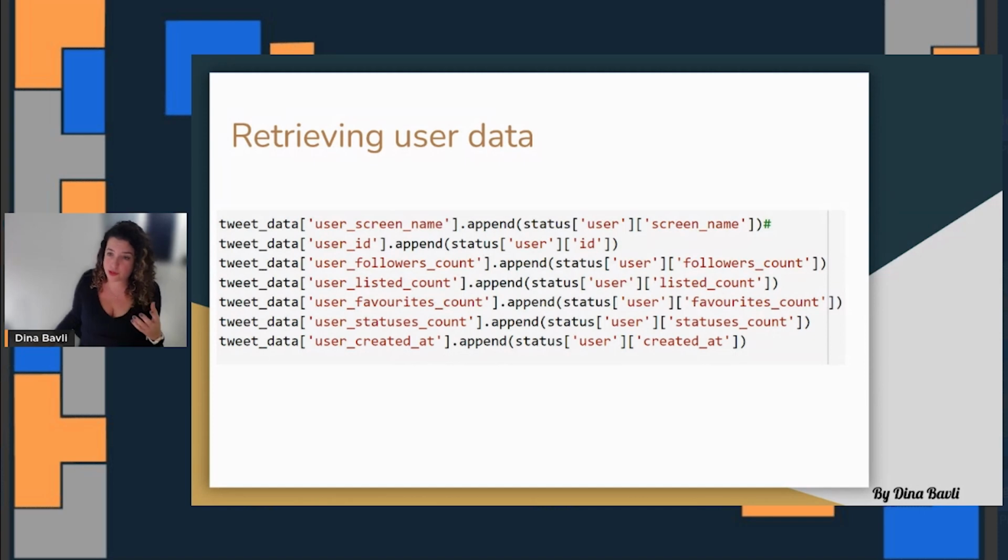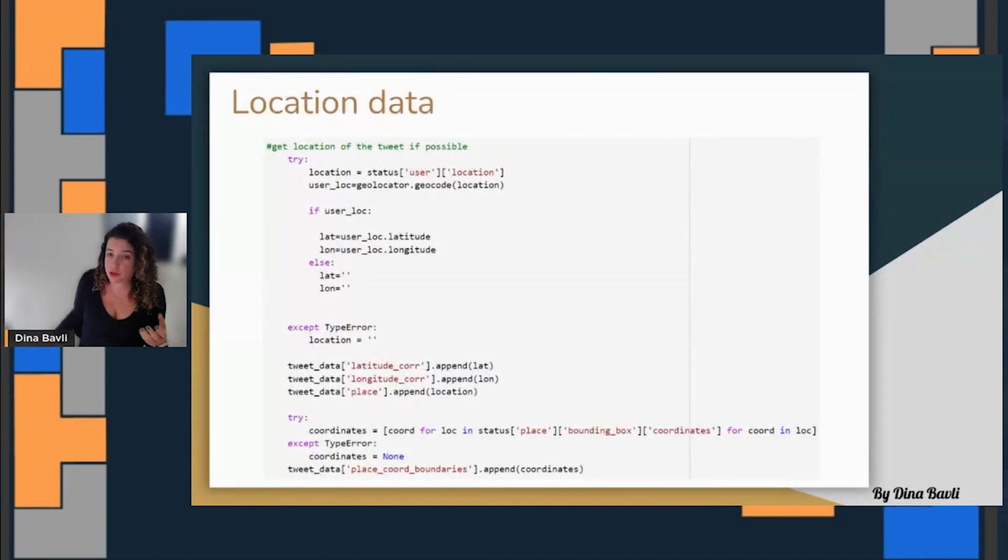And you maybe want to collect the user data itself, their screen name, their ID, how many followers they have, how many they follow, what their favorite counts and status counts are, and when it was created. You can also collect the location data. Some tweets have the location data. Some don't.